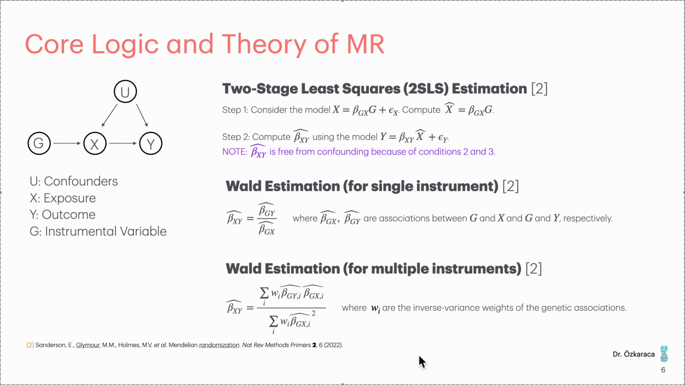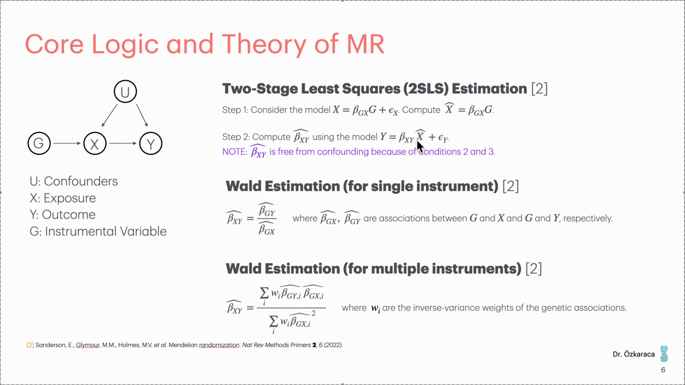Now, based on the assumptions of MR, we can estimate the effect of an exposure X on an outcome Y using various methods. Let me walk you through two commonly used approaches. One is two-stage least squares, or 2SLS estimation, which is based on two steps. In step 1, you consider the model between G and X, and you find the slope between them. So you find the effect of G on X, and then you compute the predicted exposure value. And then you use this predicted exposure value as an independent variable in a model with the outcome Y.